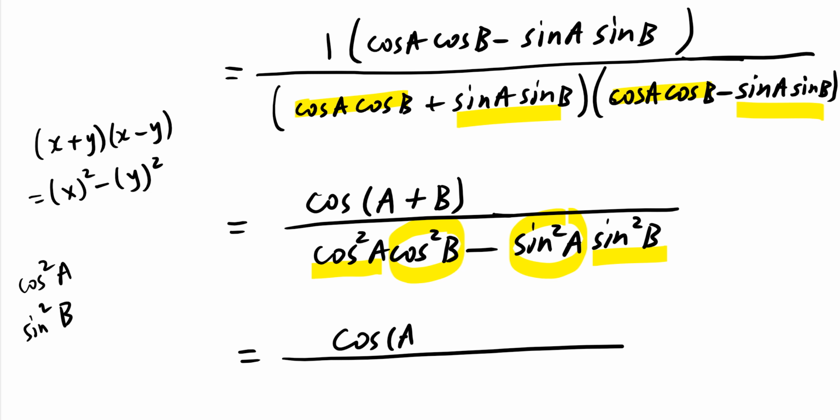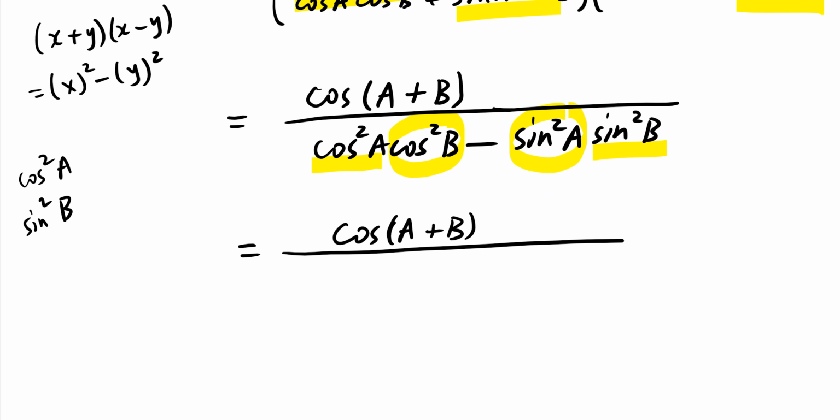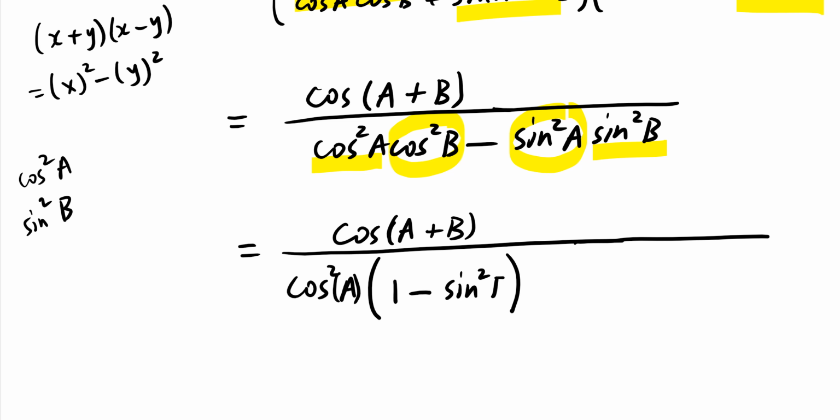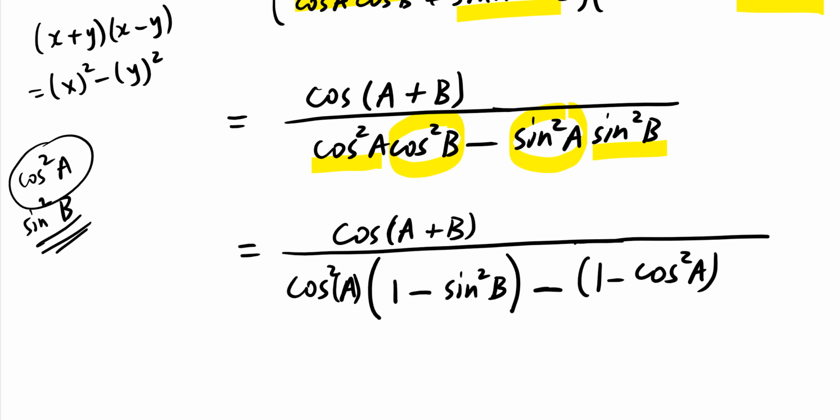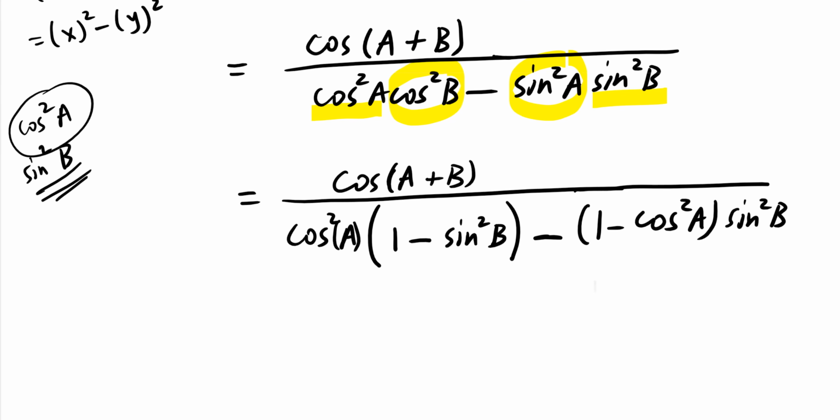Keep cosine A plus B the same. How do I get rid of this? Well, I want this to stay there. Instead of cosine square B, what am I going to do? I'm going to write it as 1 minus sine square B, because I do need sine square B in there. Minus, I don't want sine square A, so I'm going to replace it with 1 minus cosine square A, because I do need cosine square A in there. And I'm going to keep that as is.